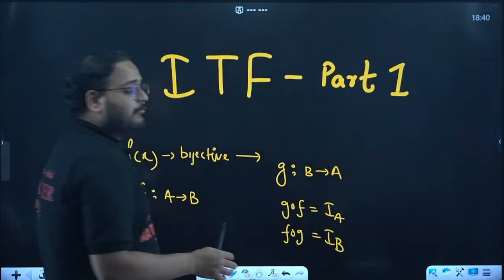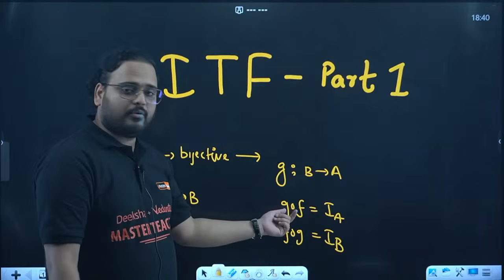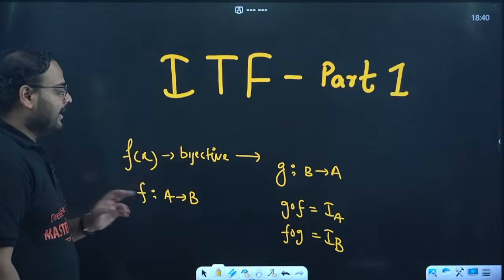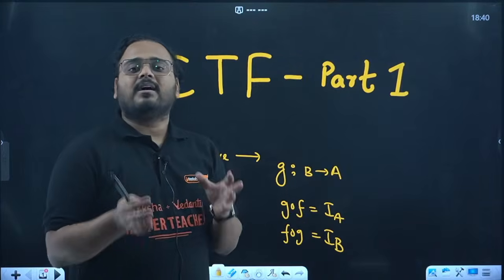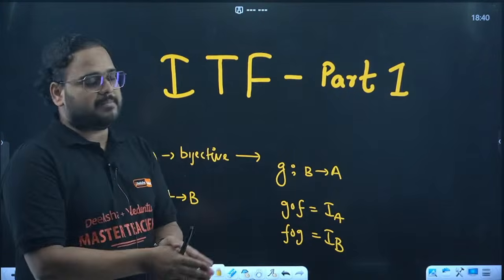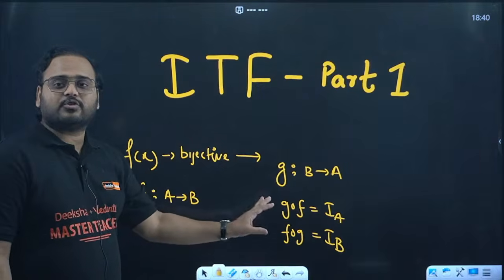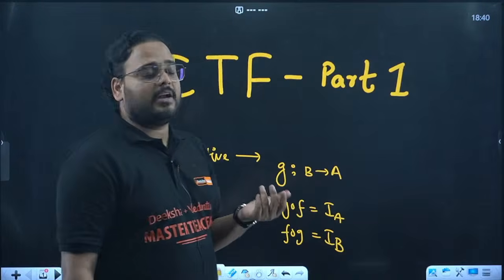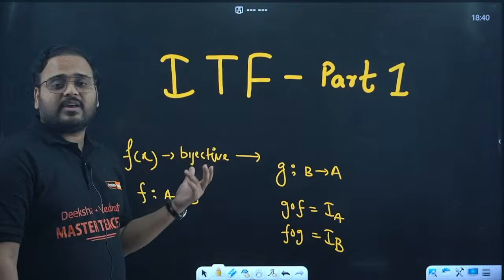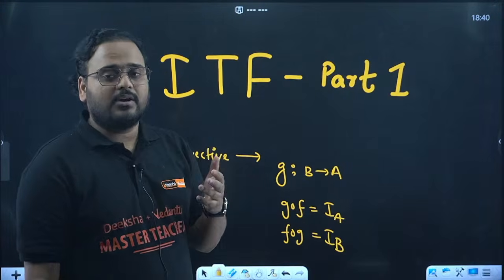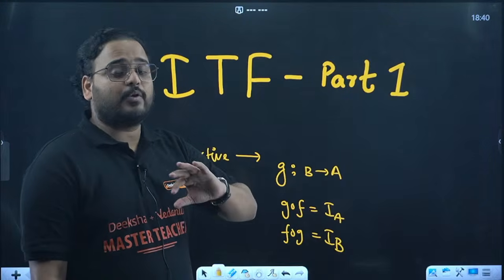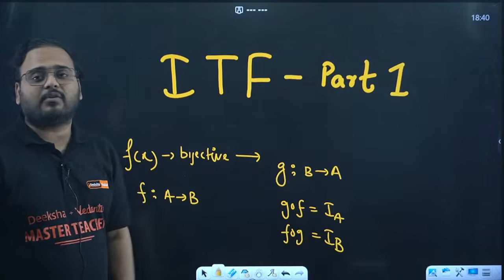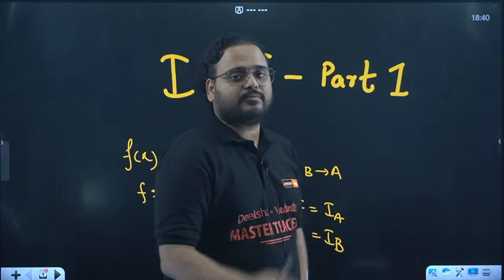It means if you put any value in the GOF, the result is always the identity function on the set A, and FOG will result in the identity function of set B. I hope the definition of inverse function is clear. Now inverse of trigonometry means whatever trigonometric functions we have, sin x, cos x, tan x, we'll try to prove them bijective, and once we do that, we find their inverse form, which is sine inverse, cos inverse, tan inverse.